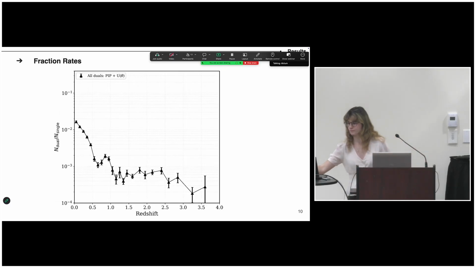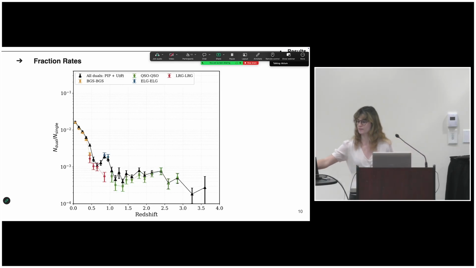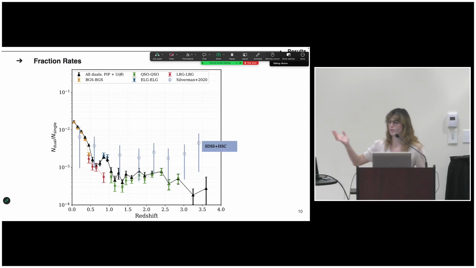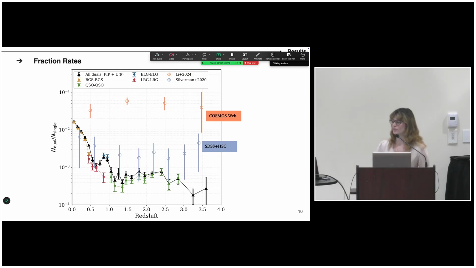band. So let's look at the fraction rates, the dual to single rate, and how that changes across redshift. As I said, each redshift is coming from different galaxy types. And to compare first to SDSS, it matches within the 1 sigma error bar. And then let's compare to COSMOS-Web.